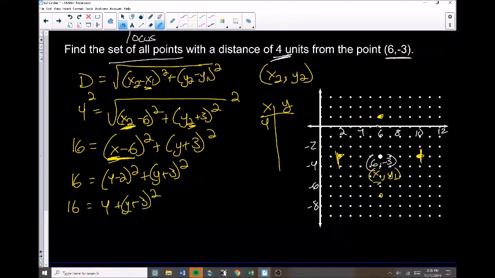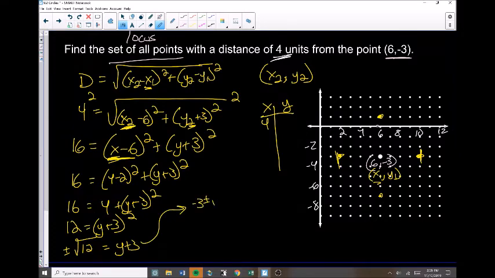If I subtract the 4 from both sides, 12 equals (y plus 3) squared. If I square root both sides, I'll get plus or minus the square root of 12, which if I wanted to, I could call 2 root 3, but I don't really care that much, equals y plus 3. Subtract the 3 from both sides, and we get negative 3 plus or minus the square root of 12 is our y value. So we plugged in a 4, and we got out negative 3 plus or minus root 12.